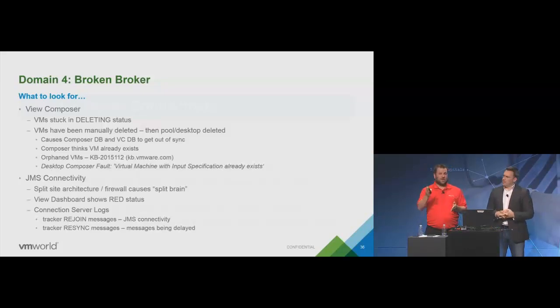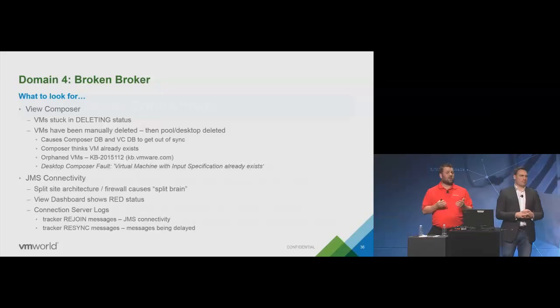Sometimes if we have a network glitch, we can have a split brain scenario. Now, we're pretty good at syncing things back together, but sometimes this does happen. And if it does, definitely call our global support guys. But you can see these things with rejoin and resync. You'll have those messages in the logs. And if you start seeing rejoin and resync, then it might be worth talking to your network guys.